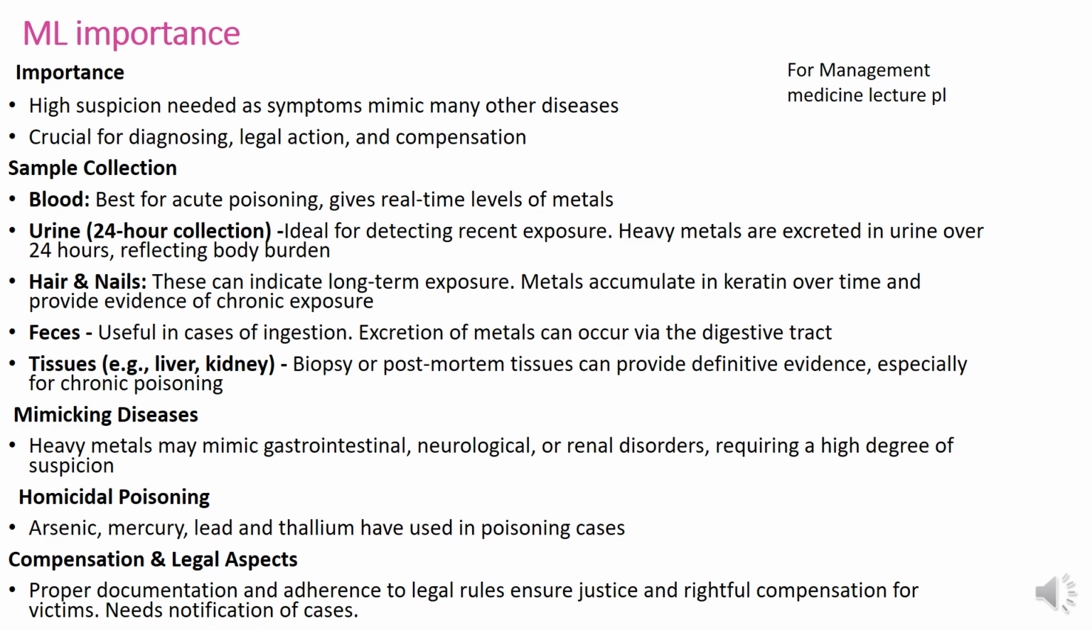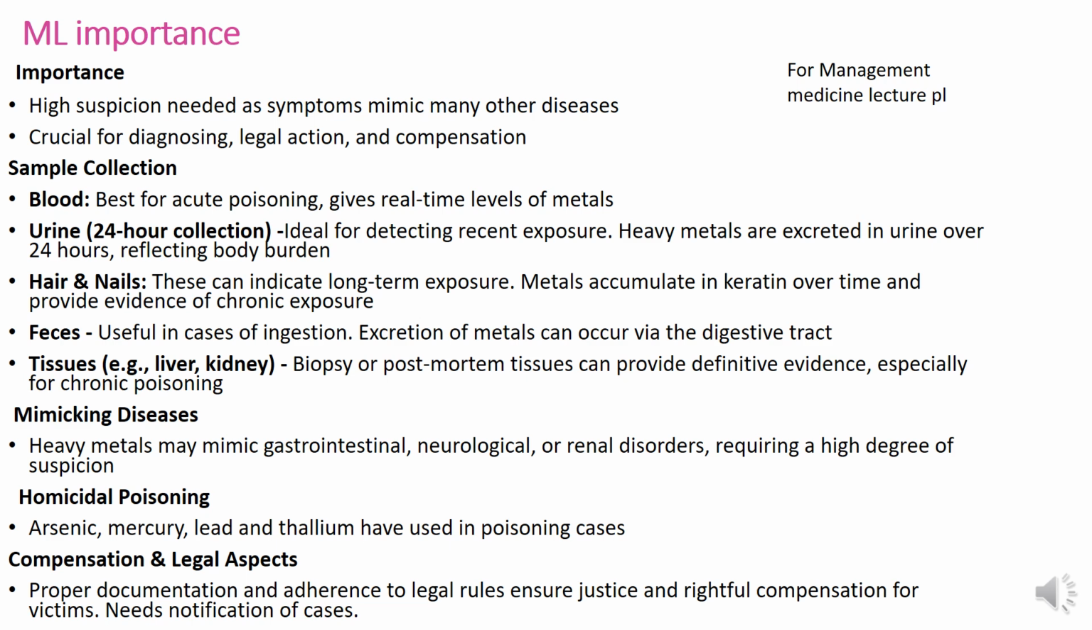One of the most important medico-legal aspects is homicidal poisoning. Arsenic, mercury, lead and thallium are famous for that. The next one is compensation and legal aspects. Proper documentation and adherence to legal rules ensure justice and rightful compensation for victims.